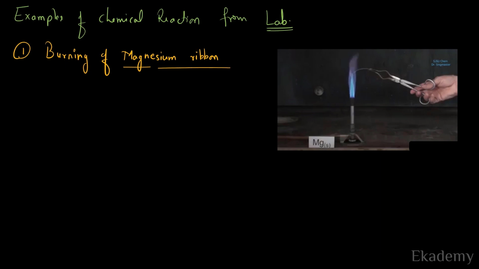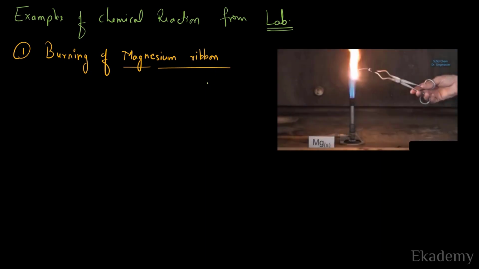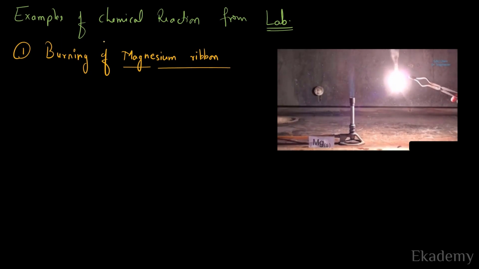So the first example is burning of magnesium ribbon. As you can see here in this animation, magnesium ribbon is burning with a very bright light. It produces a very bright light when it catches fire, right? So what is happening over here is when magnesium metal burns in air, it is combining with oxygen present in air and it forms magnesium oxide.